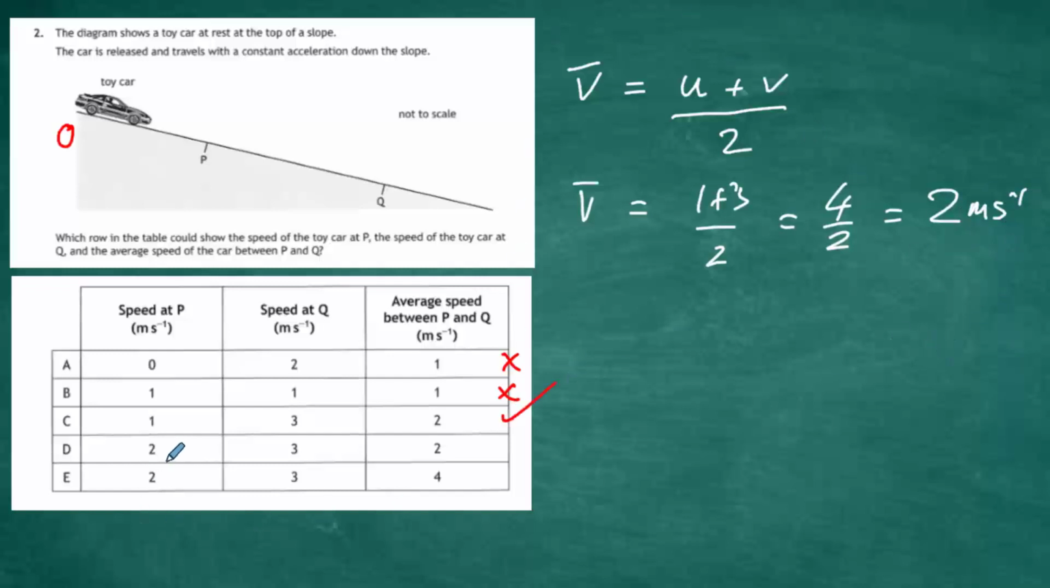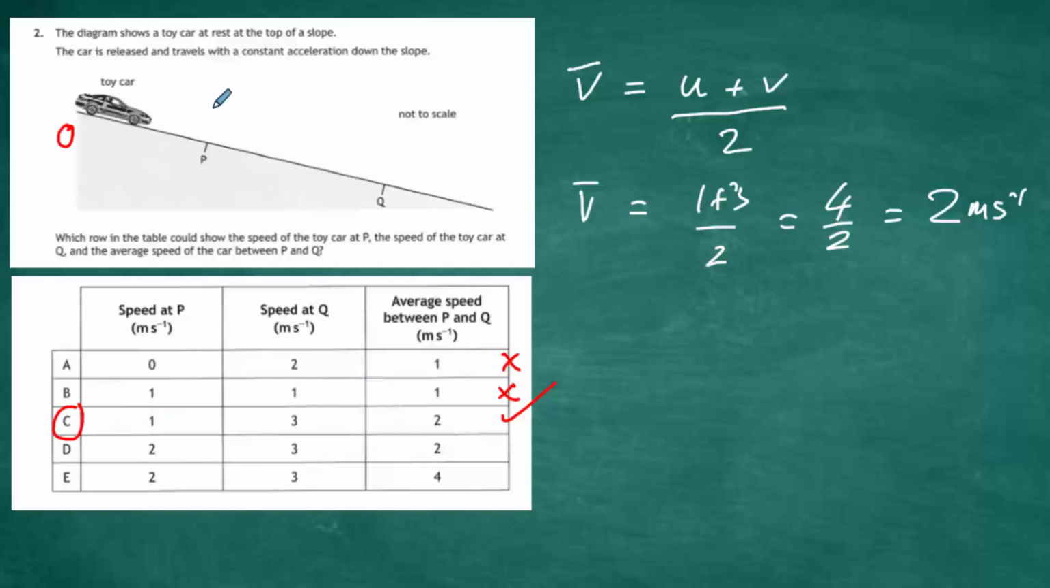We know this one's wrong because we've got 2 plus 3 to give us 5, divided by 2 is not going to give us 2, it's going to give us 2.5. 2 plus 3 is 5 again, and divide that 5 by 2, and we're going to get an answer of 2.5. We're not going to get 4 for that one. So that's the answer to this one. It's the answer C for this one.